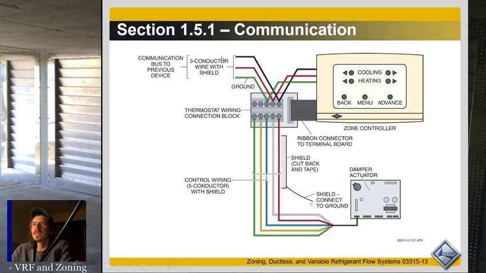Communication bus to previous device, 3-wire conductors wire to a shield. Thermostat block connection wiring, control wiring, 5-conductor with shield, damper actuators, ribbon connectors, terminal board, zone controller. It is common for a lot of commercial systems, including some VRF systems, to require shielded wire. It's very important if you're working with shielded wire, which has an aluminum shield inside the casing. So you have the plastic outside the wire, then you'll have an aluminum shield inside that's meant to shield the wire from interference, and then your wires inside, and you'll usually have a ground wire that runs along the inside of that shield.